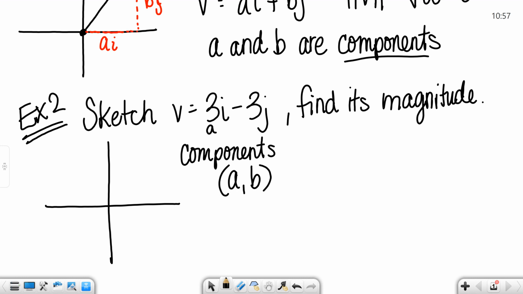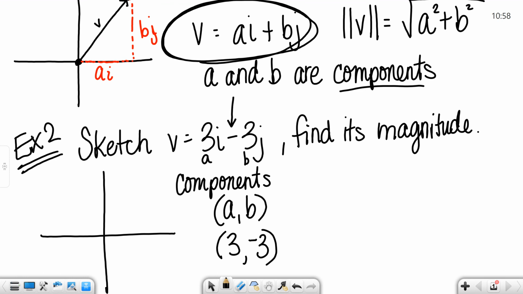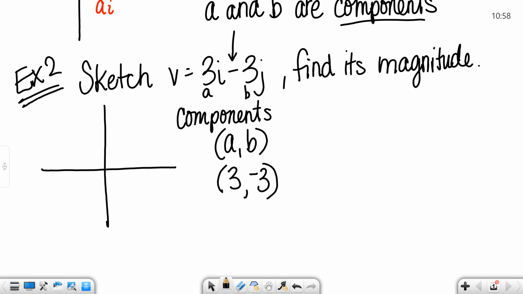And so our A value and our B value are sitting right up there. My A is 3 and my B is negative 3. Okay, because if you look above, I defined for you the vector is Ai plus Bj. Since this is a minus, that means your B value is a negative. All right, so there are our components, 3, negative 3. And so that would be the ordered pair, 3, negative 3. That would be our terminal point.